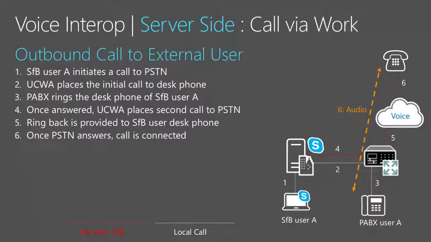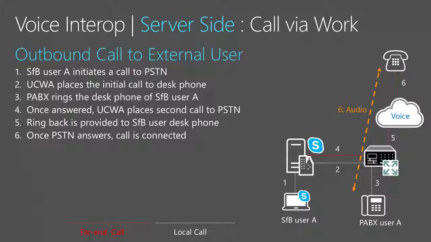So what will happen, a Skype for Business user will initiate a call. Basically, call via work, as you can see, is a UC Web application. It's a UC Web API-based application that runs on top of a Skype for Business server. It will recognize that this user is enabled for call via work, and it's his setup that he has to be using the PBX phone currently in place.